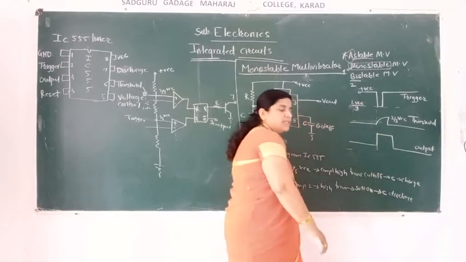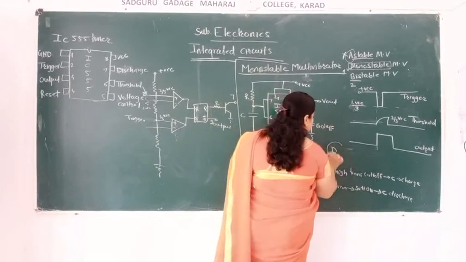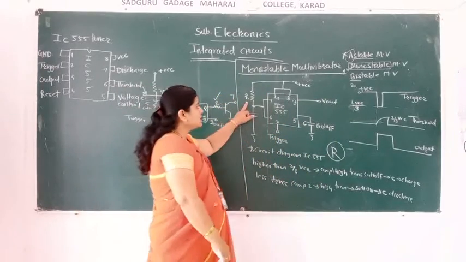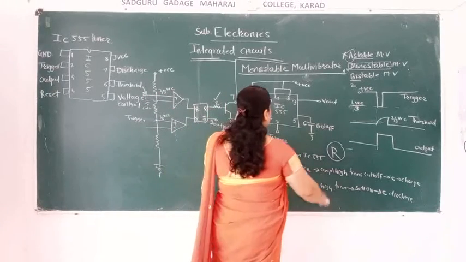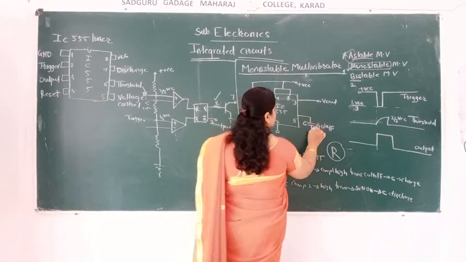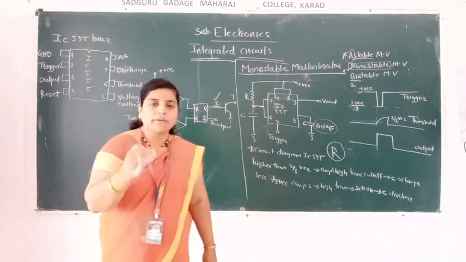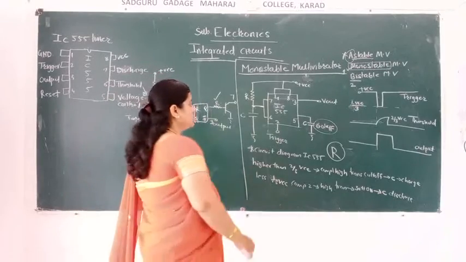And this charging and discharging depends on the resistor R that we have used here. So it depends on R and C. C is a very small value of capacitor, that is a 0.01 microfarad capacitor, used here.